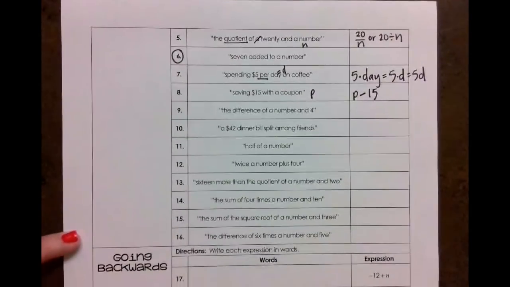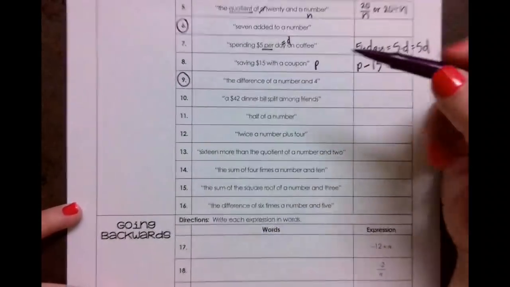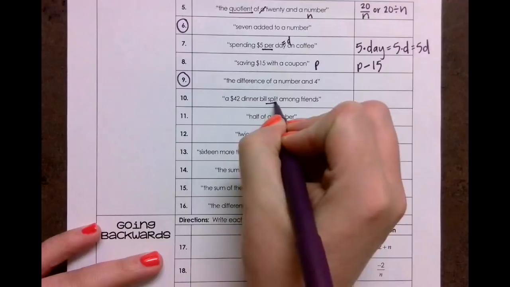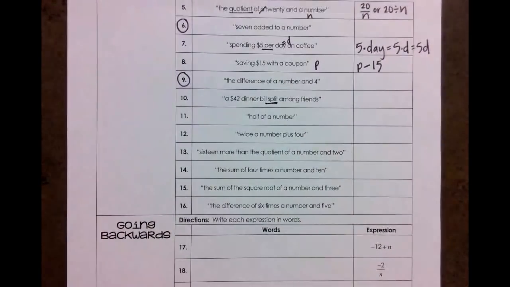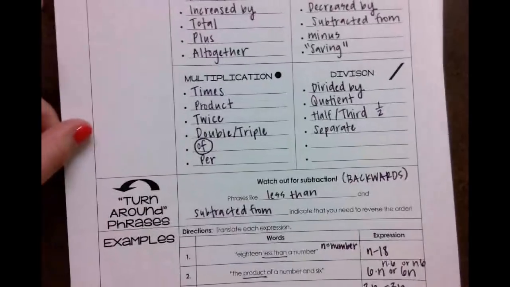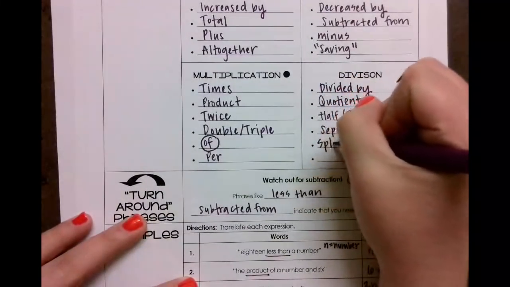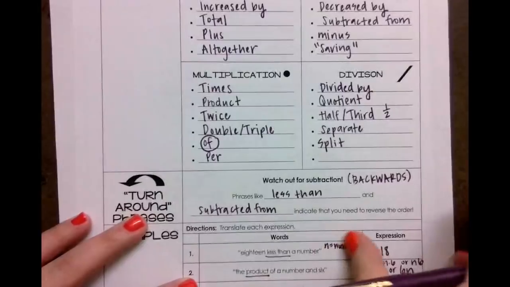Okay? I want you to circle number 9 and go on to number 10. A $42 dinner bill split among friends. Split tells me I'm going to divide. Now, if you look back at your front sheet, it's not on here. I'm going to tell you to add it. So split. If you go ahead and write split under division. Because split is really like saying divided by.